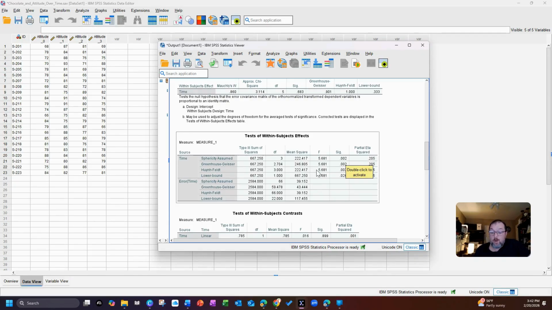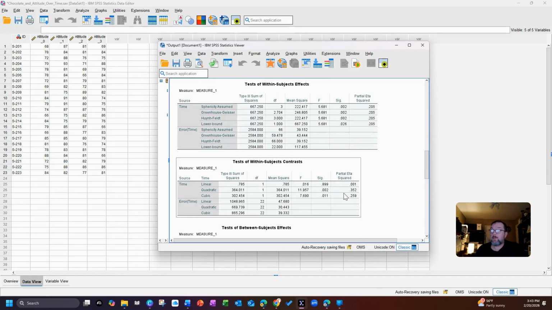The partial eta squared value is 0.205. By Cohen's 1988 benchmarks, values of 0.01, 0.06, and 0.14 represent small, medium, and large effects, respectively. At 0.205, this is a large effect. Time accounts for approximately 20.5% of the variance in attitude scores.